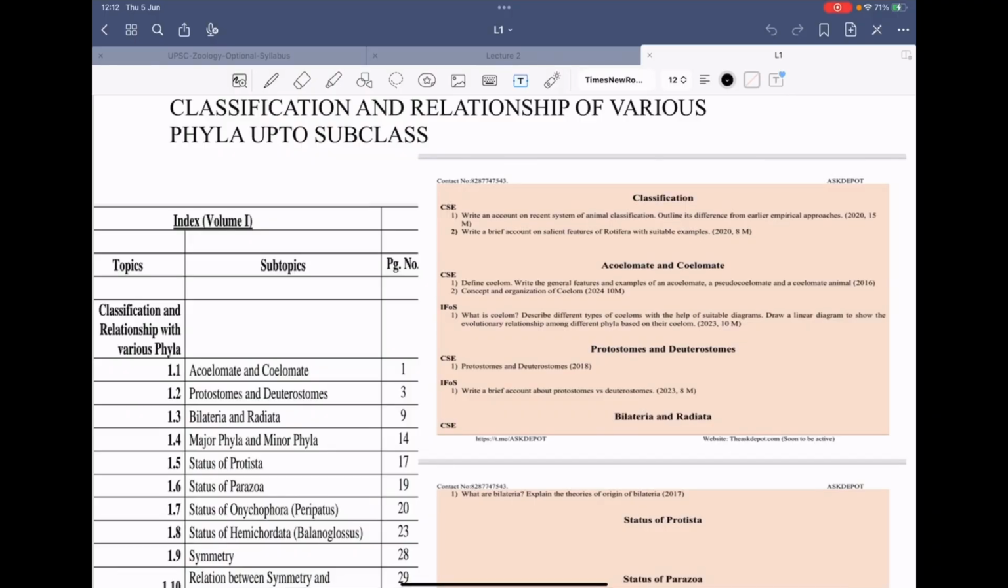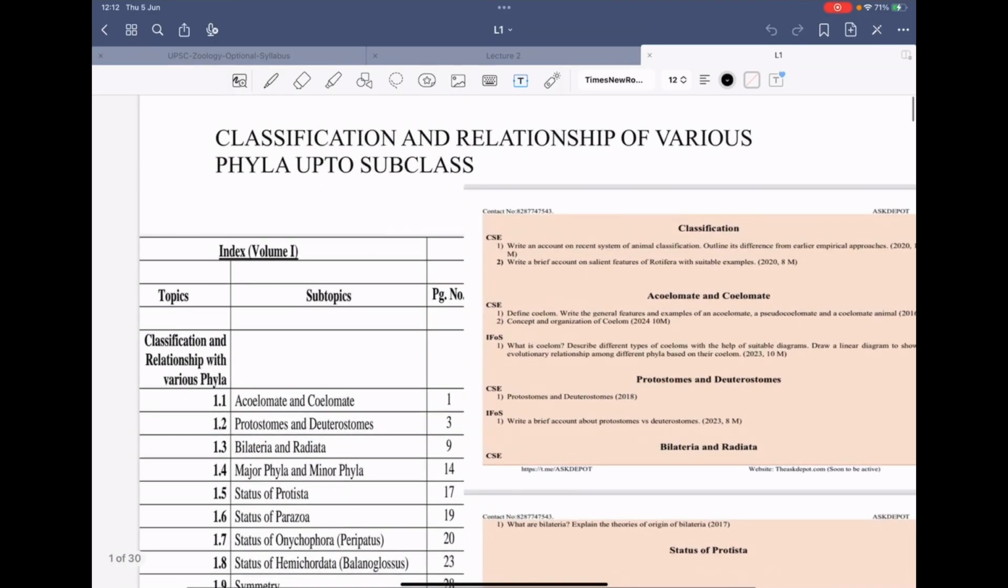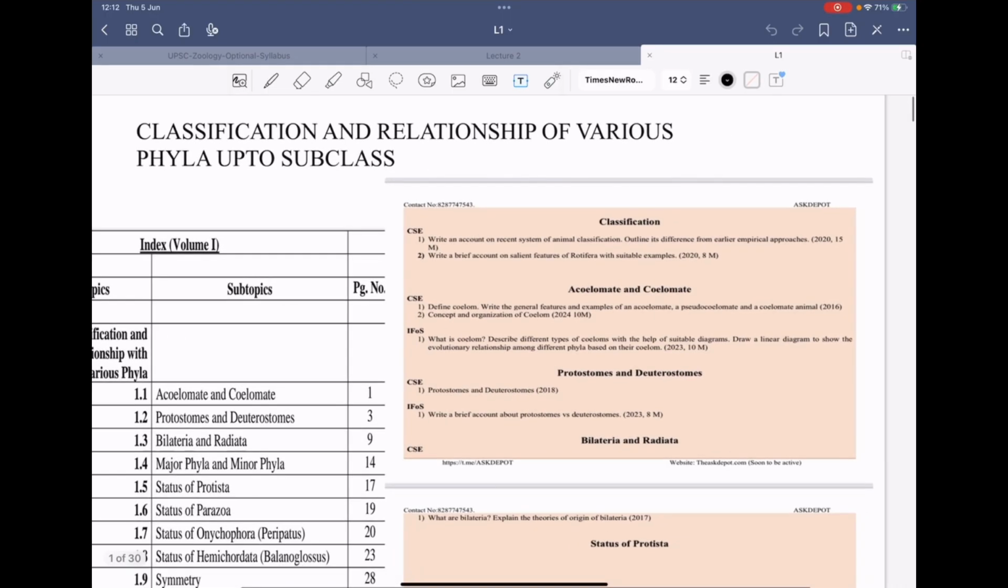Hello students. So we will be starting with the zoology optional, which can fetch you good marks if you have a proper strategy and proper way of writing the answers, well structured answers, and for that you need proper content too.